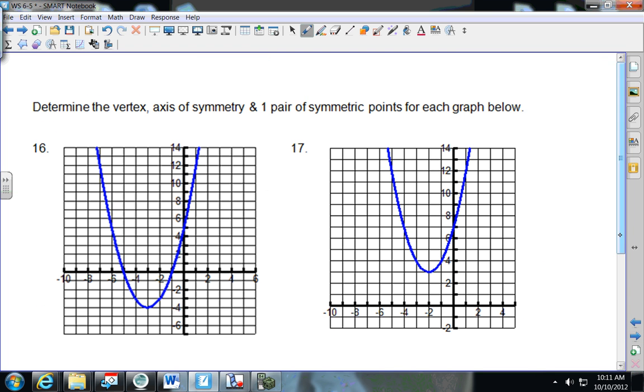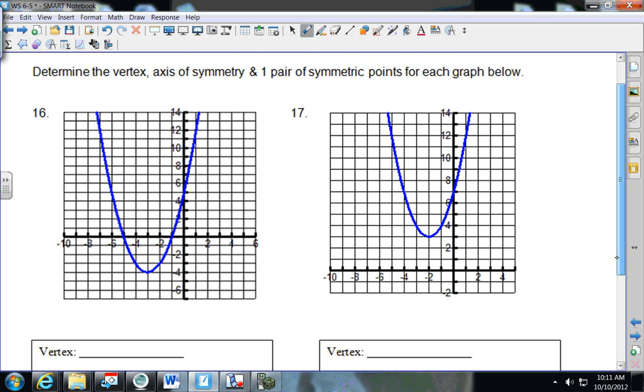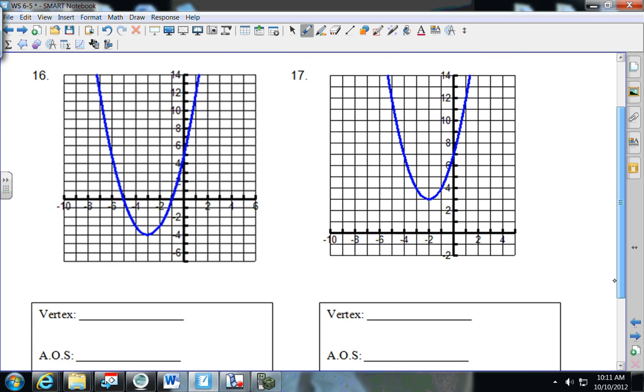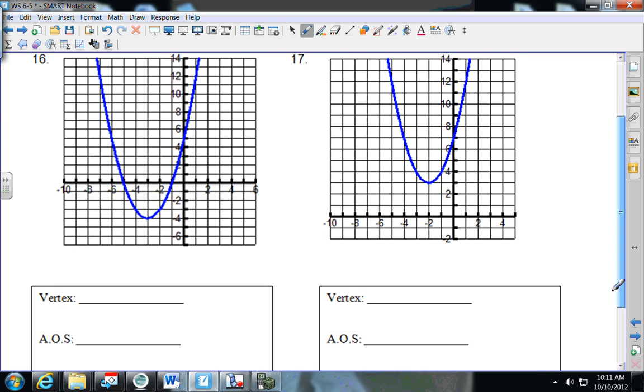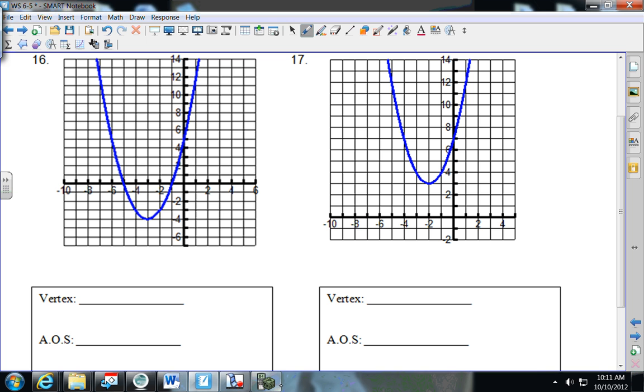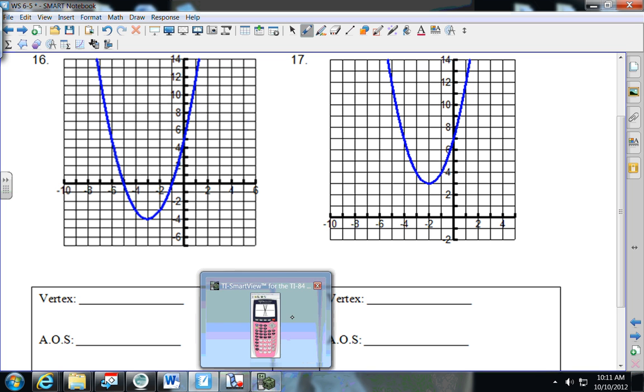The next one says determine the vertex, axis of symmetry, and one pair of symmetric points. Okay, so if you have this at home, I would pause the video and try and answer those questions and then come back and see how you do.